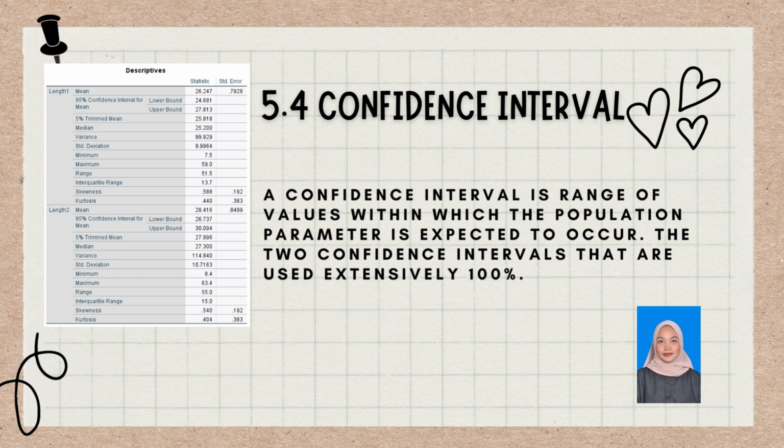Next, the confidence interval can be related to a 95% confidence level. The SPSS result shows that the standard deviation of length 2 is dependent on 10.72%. The population parameter is between lower bound 26.737 and upper bound 30.094.